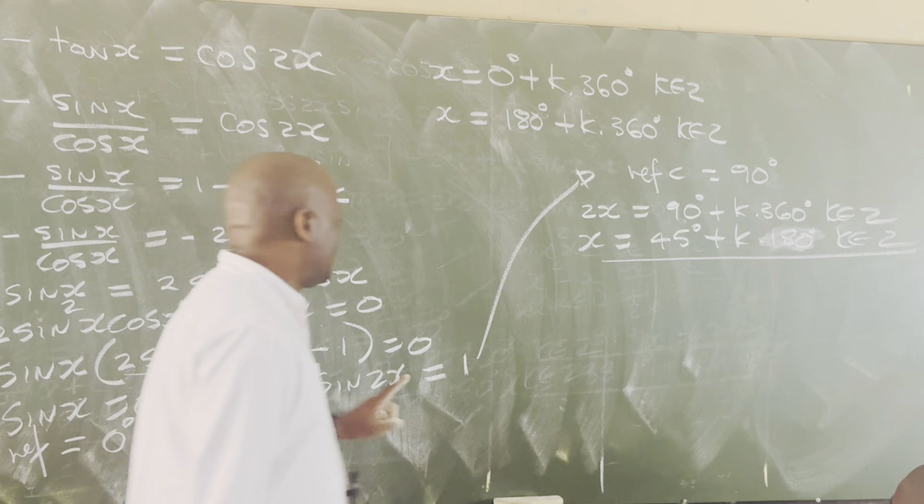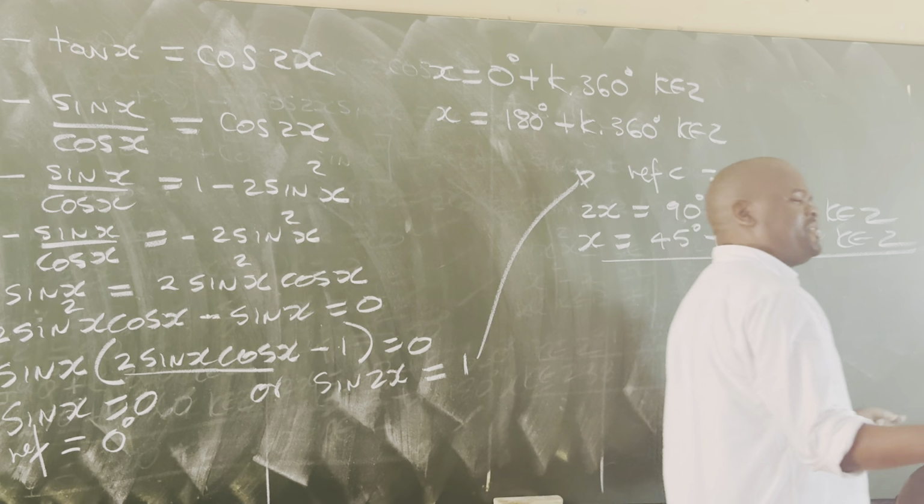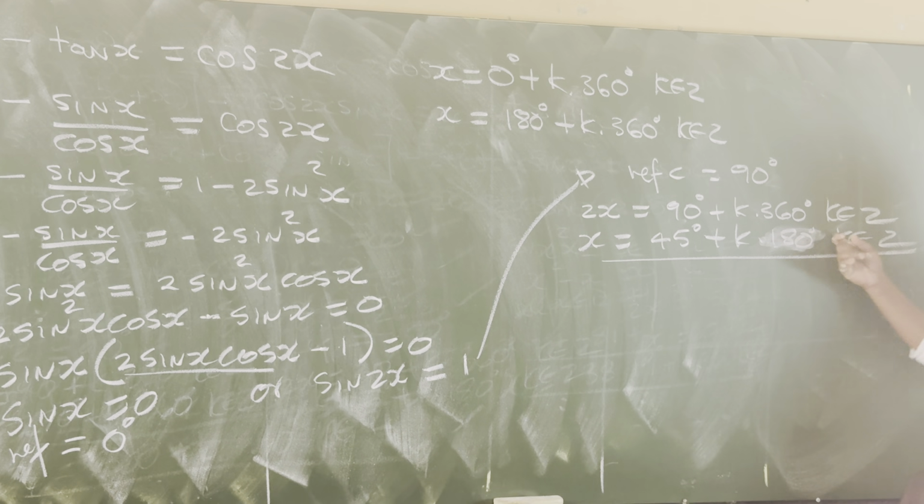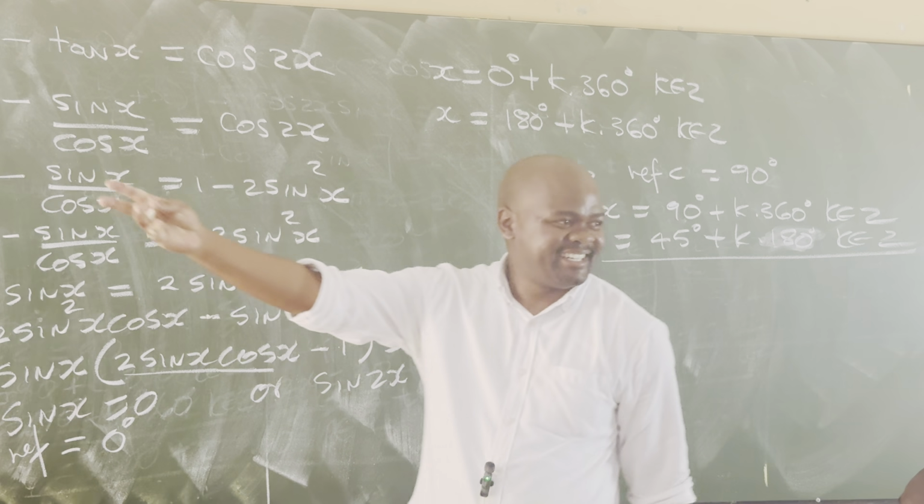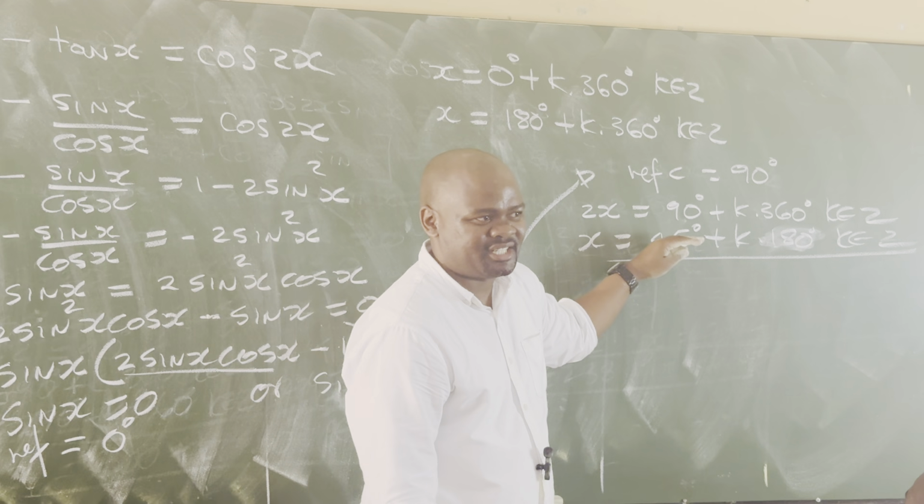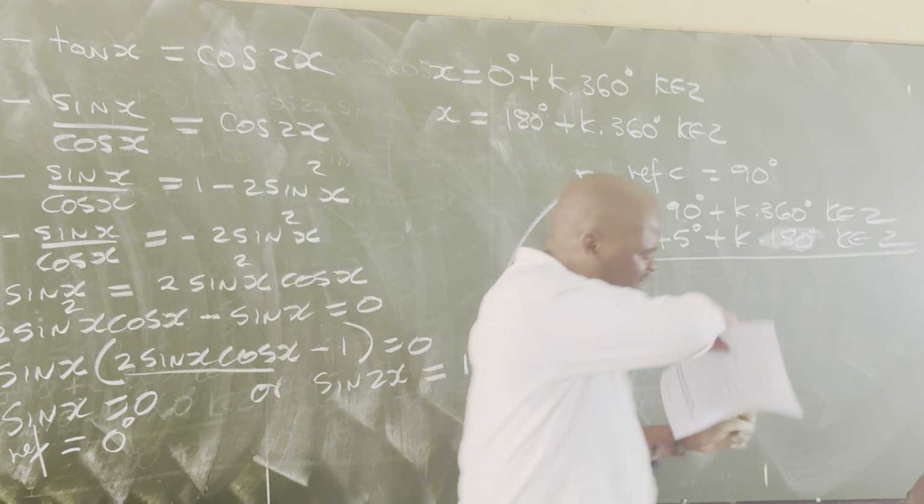But then the problem is that the graph's domain will be restricted to 0 to 360. But this one will give you a general solution. So you graph, unless you graph it until you leave it infinite. But this one accommodates every solution since we are finding the general solution. But then we are raising an important point.